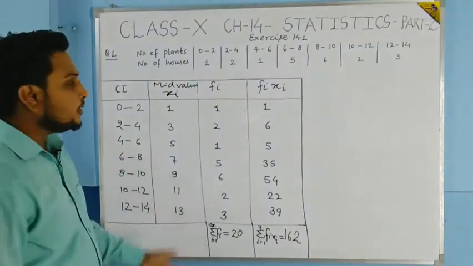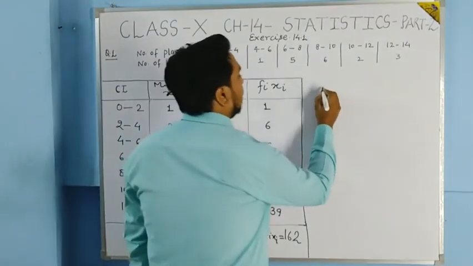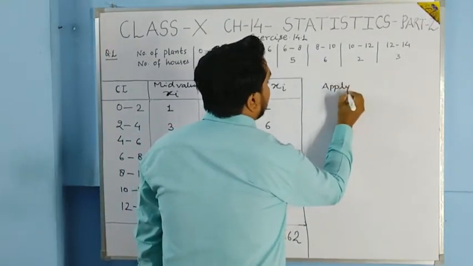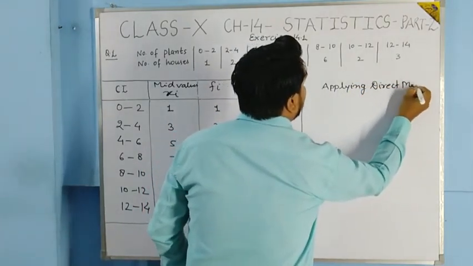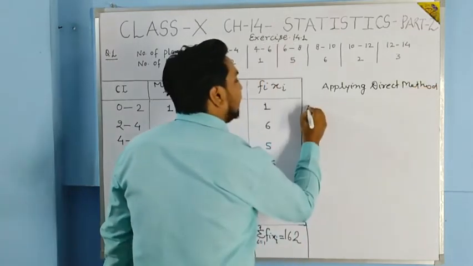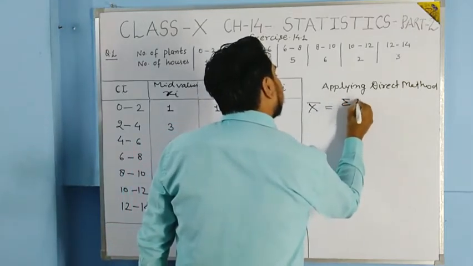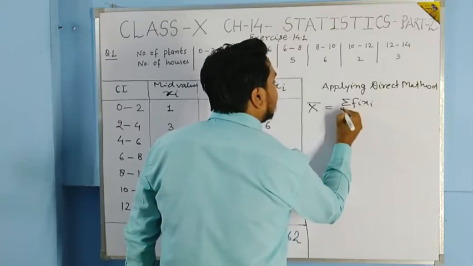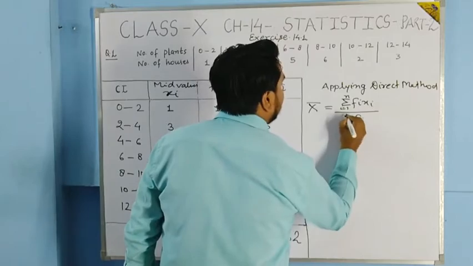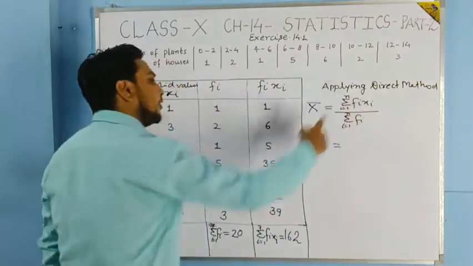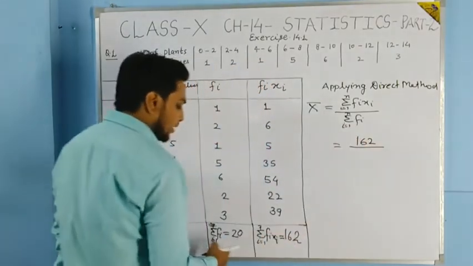Now students, we are solving this question by the direct method. So applying direct method, we will find the mean: x bar is equal to sigma fi xi upon sigma fi, i is equal to 1 to n. This formula we have studied. So students, the value of sigma fi xi is what? 162, and the value of sigma fi is what? 20.